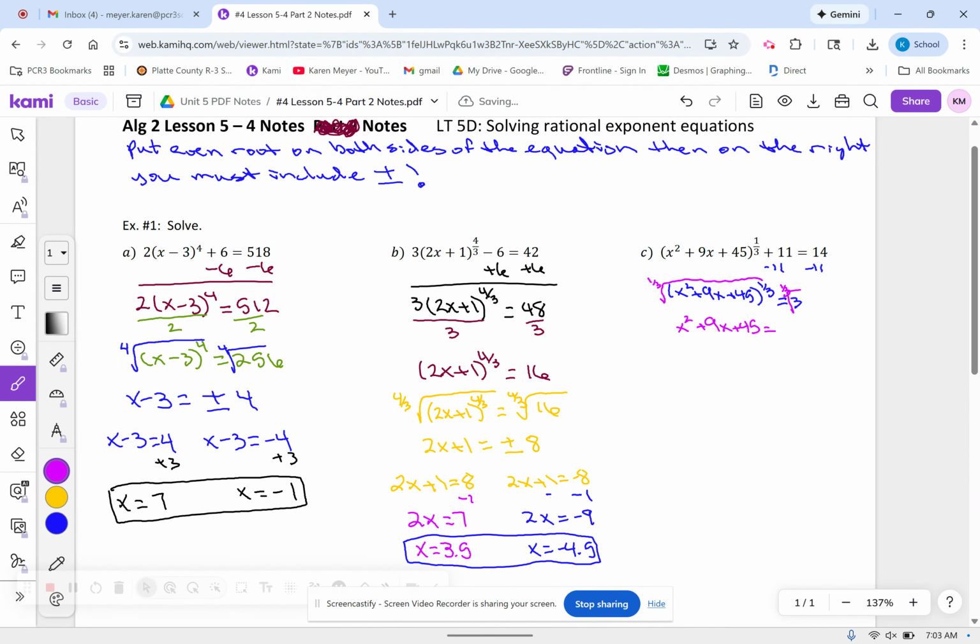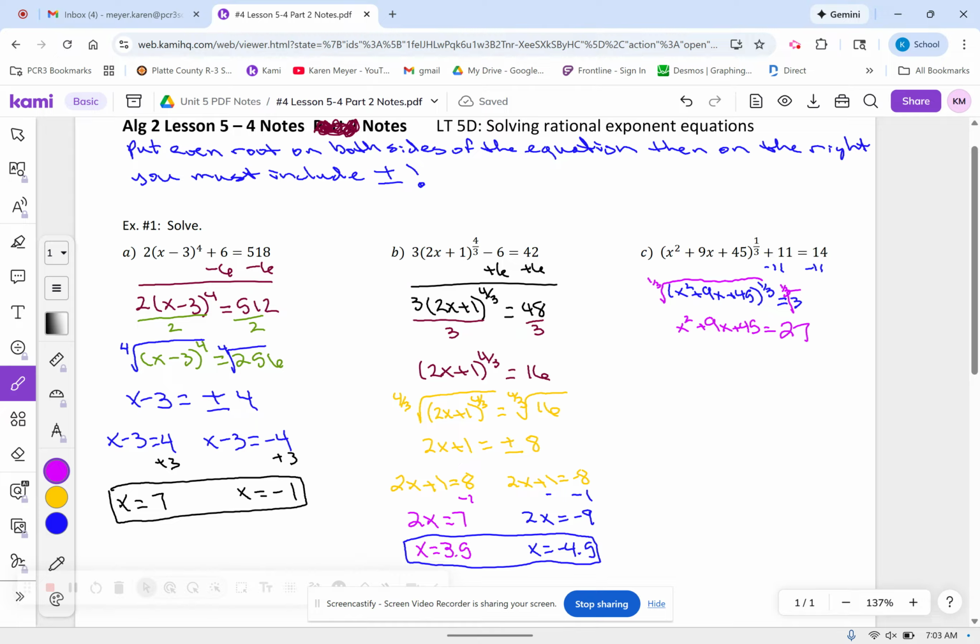Okay, do I need a plus or minus on this one? So what is the top number of our fraction? The top number is 1. 1 is odd, so I do not need a plus or minus, so no plus or minus. And then when I type in the 1/3 root of 27, or I'm sorry, of 3, you should get 27.